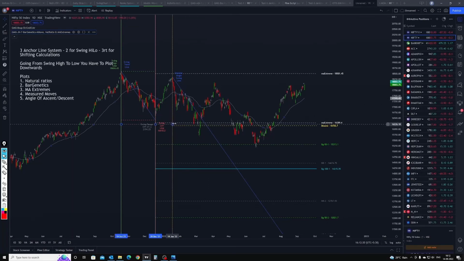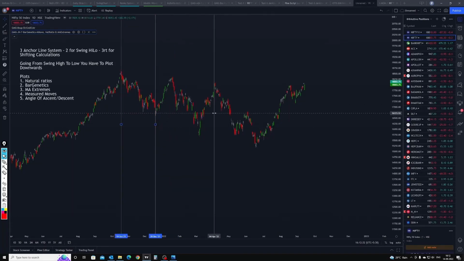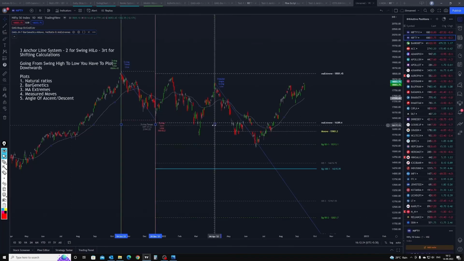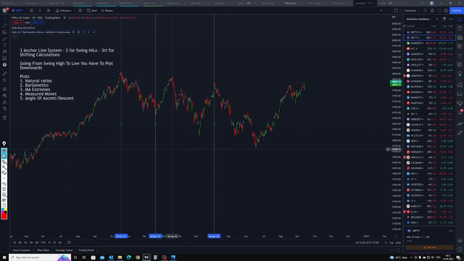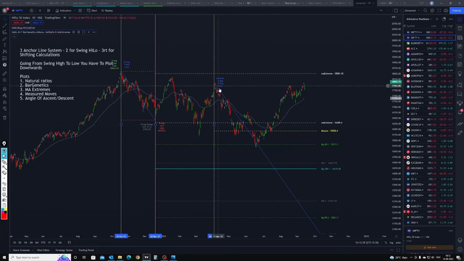The third thing that this will do is to calculate the angle of ascent or the descent. So if I place this anchor line on this high, it will tell me what is the angle of descent from this high. So the opposite of whatever I have explained to you, the opposite will happen in the bi-direction or from down to up direction.